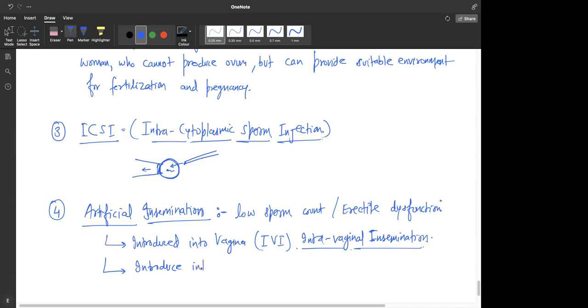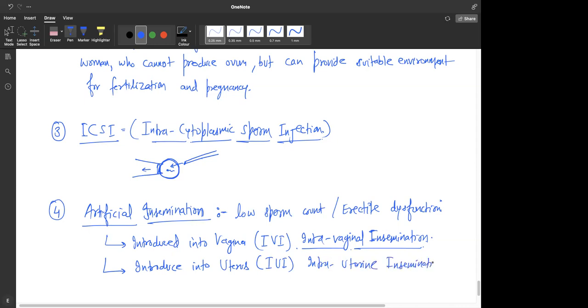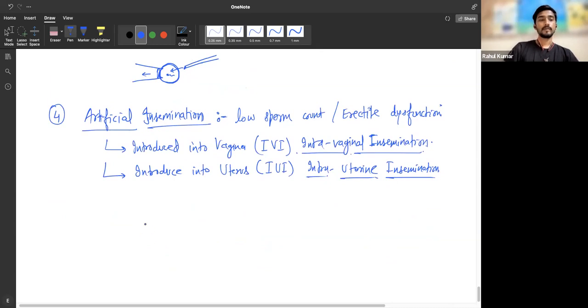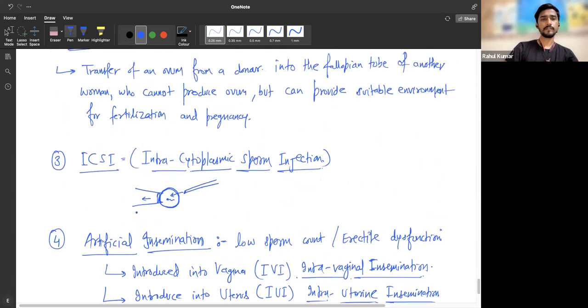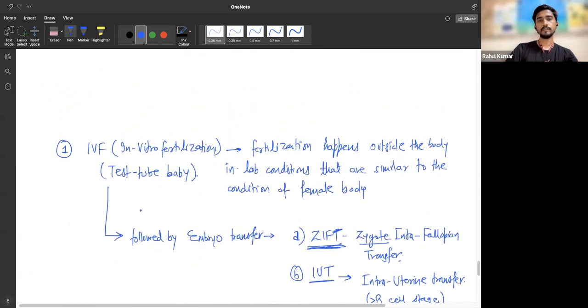Yes. So if you introduce into the uterus, then it is called IUI, intrauterine insemination. Is it clear? Yes. Insemination is of two types. I think we have covered everything. ICSI, insemination, GIFT, ZIFT, IUT, IVF.